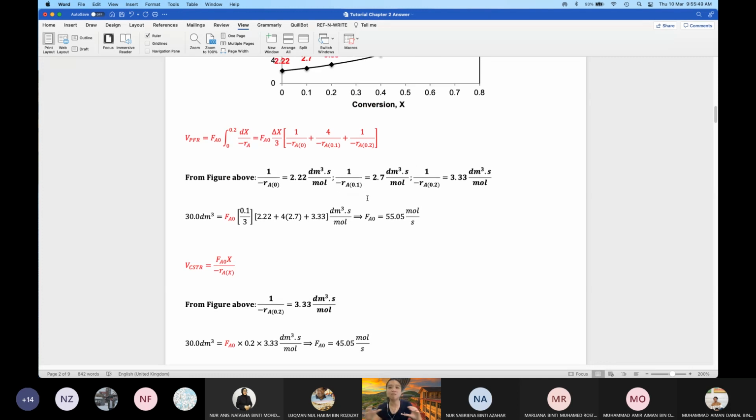This question is actually not difficult, but you have to understand the part where you multiply, don't divide. If the table gives minus RA, you have to divide. If the plot gives 1 per minus RA, you straight away multiply with the value. Then don't forget, you solve it correctly and get your FA naught answer. So you have two different FA naught: FA naught for the CSTR and FA naught for the PFR. It will be different because they are different reactors and they use different equations. So done for question number 3. Again, 1 or 2 minutes for you to do. If you are doing it, I will come back in 1 to 2 minutes.